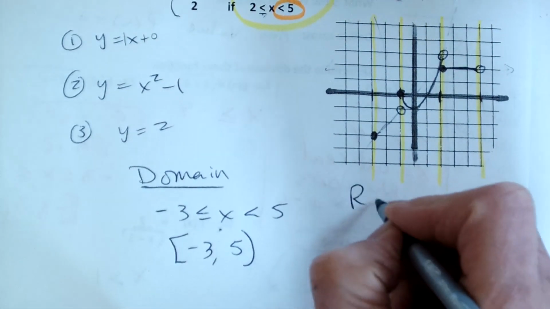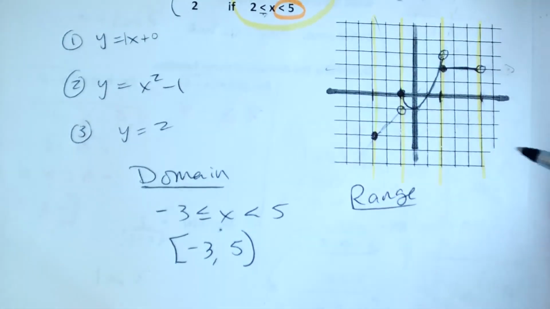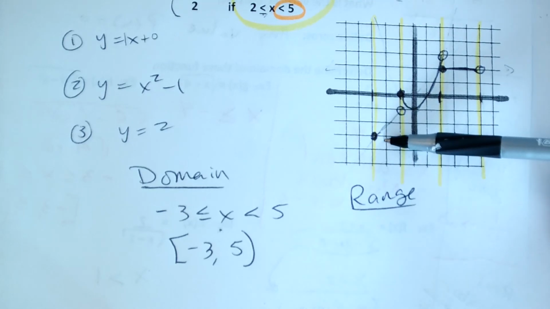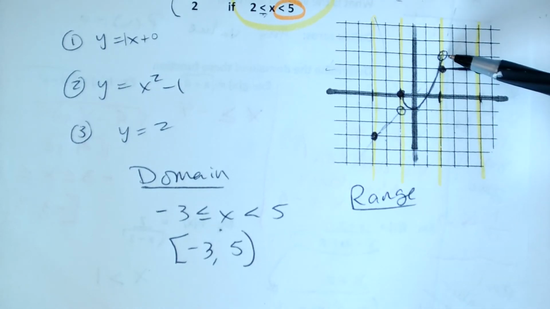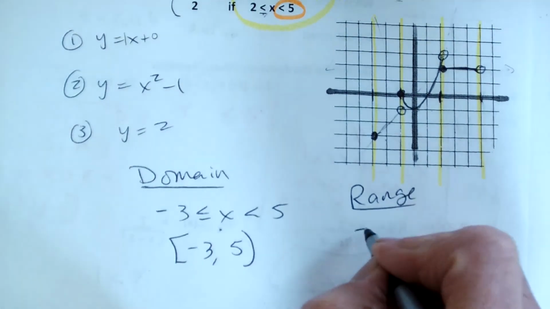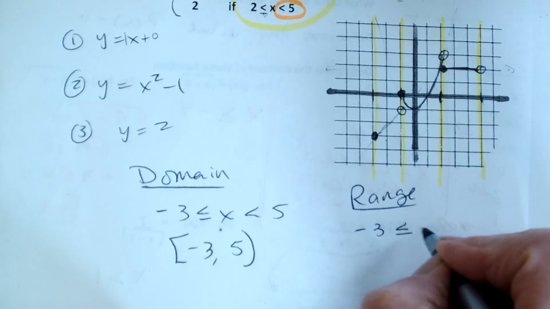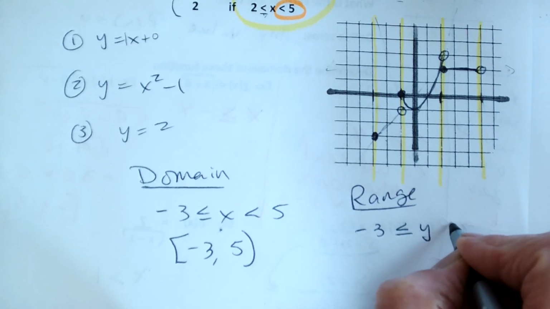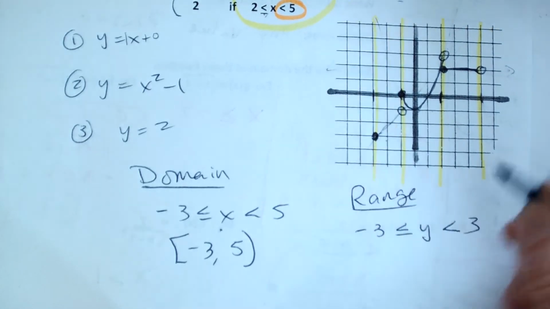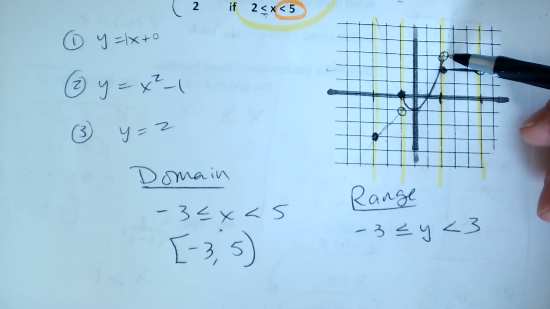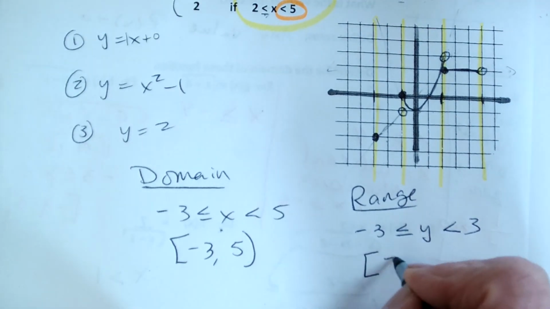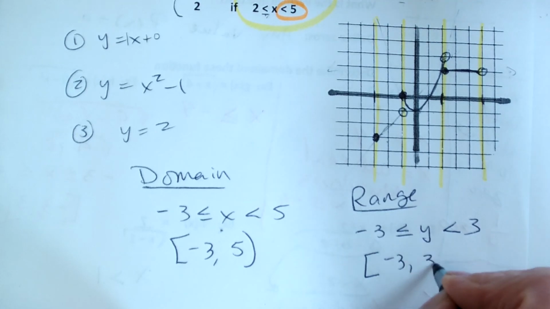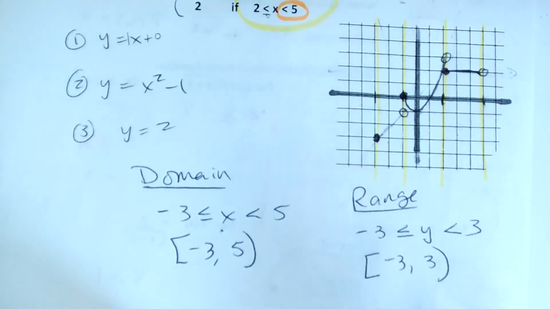Range. Let's see. Starts at a height of -3, right, and goes almost all the way up to here to 3, right? So my range is going to be from -3 is less than or equal to y, which is less than 3, because it doesn't quite touch here at 3, does it? Almost. Or in interval notation, I would go [-3, 3) with a parenthesis because no equals. Okay.